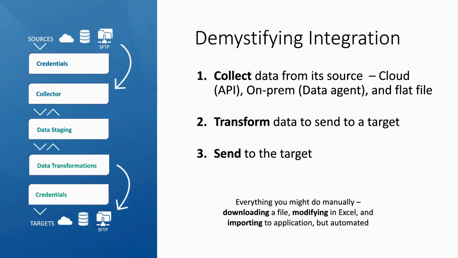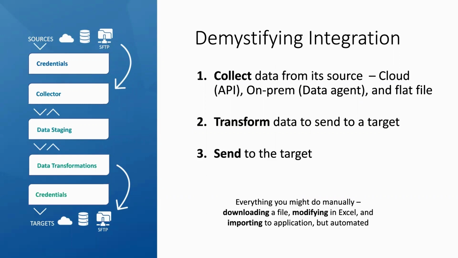Up top, you have your sources. The little cloud implies Sage Intacct, Salesforce, a cloud-based solution. The second one is a data warehouse, a SQL database that exists, and you have some content in there that you need to push or pull data out of. And then you have SFTP, which for those of you that aren't familiar with it, is essentially like a file explorer on your computer that you share with someone else, either another entity or another person.